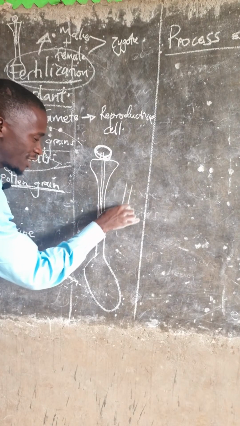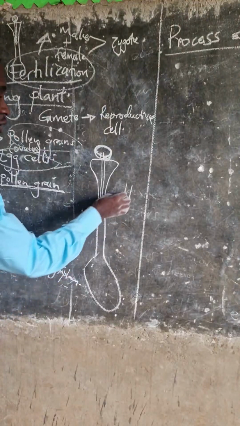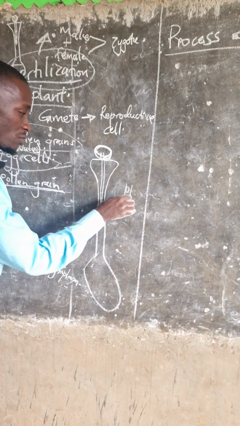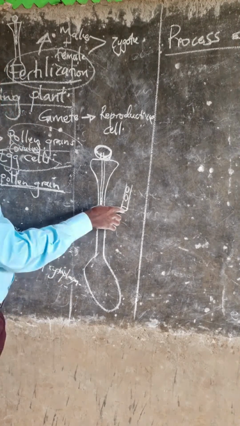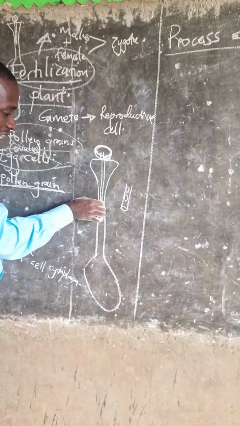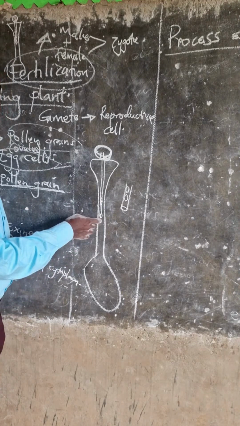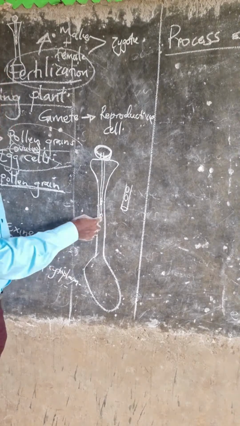If this is the pollen tube and this is the pollen tube nucleus at the tip of the pollen tube, the 2 male nuclei will come following the pollen tube nucleus. They are formed from the division of this generative nucleus that is lying behind the pollen tube nucleus in the pollen tube.